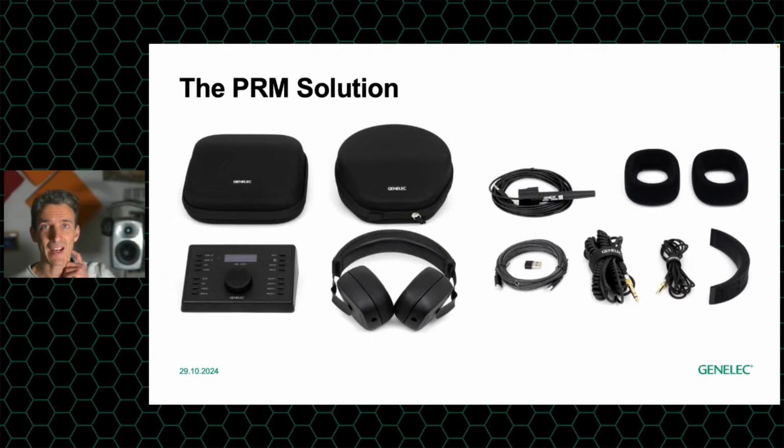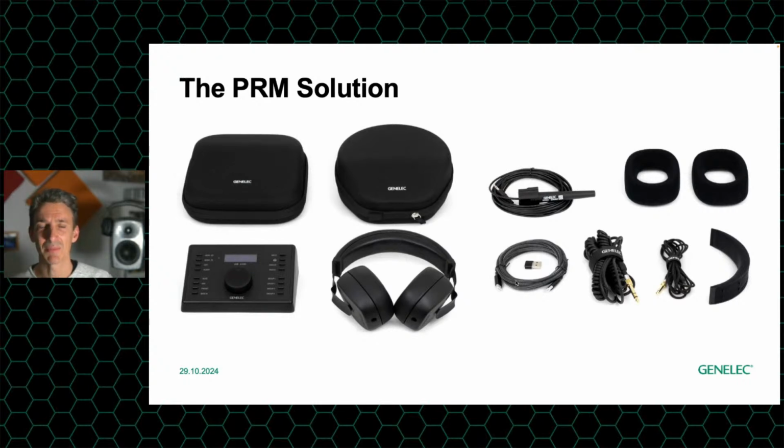This is how the complete package looks. So if you want to get one, and hopefully you do, you will receive a lot of stuff. You will get the 9320 with a transport case. You will get the 8550 with a transport case, measurement microphone.